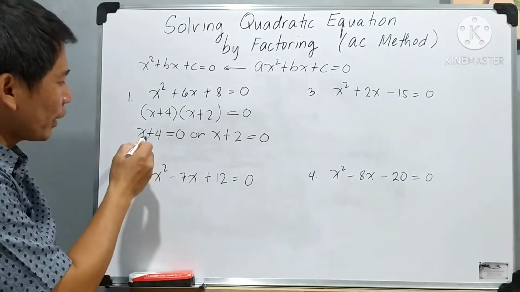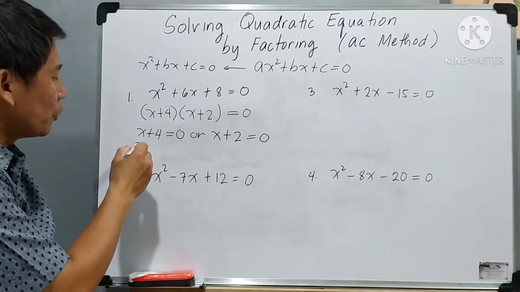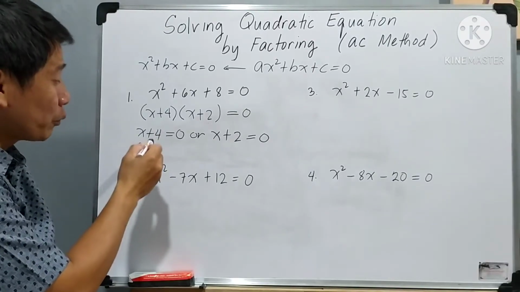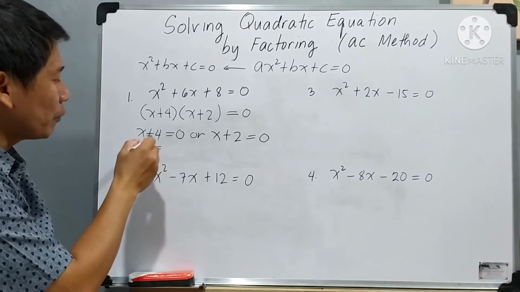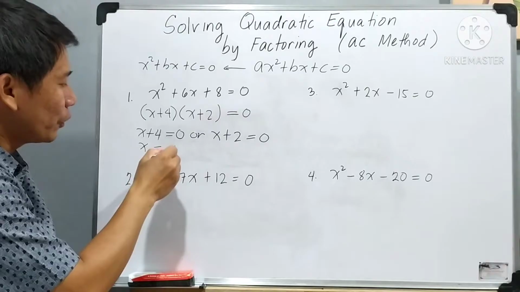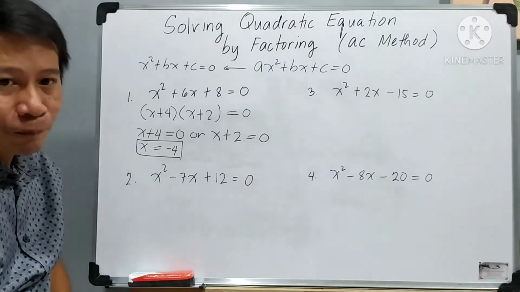So, sa pagsusolve ng x dito, sa first factor natin, so, we just apply the addition or the subtraction property of equality. So, by transposing positive 4, magiging negative 4. So, x here is equal to negative 4.